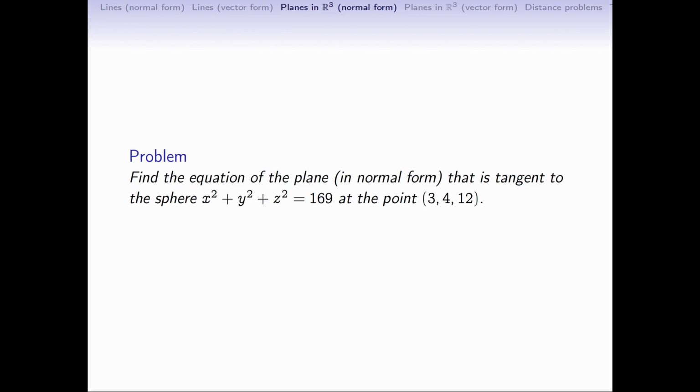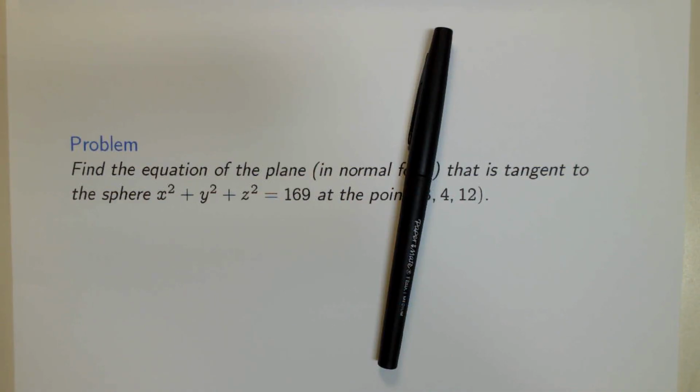Welcome back. Now I want to work a problem where we have to find the equation of the plane that is tangent to the sphere x squared plus y squared plus z squared equals 169 at the point with coordinates 3, 4, and 12. So join me at the document camera and we'll take a look at this problem. All right, welcome to the document camera.